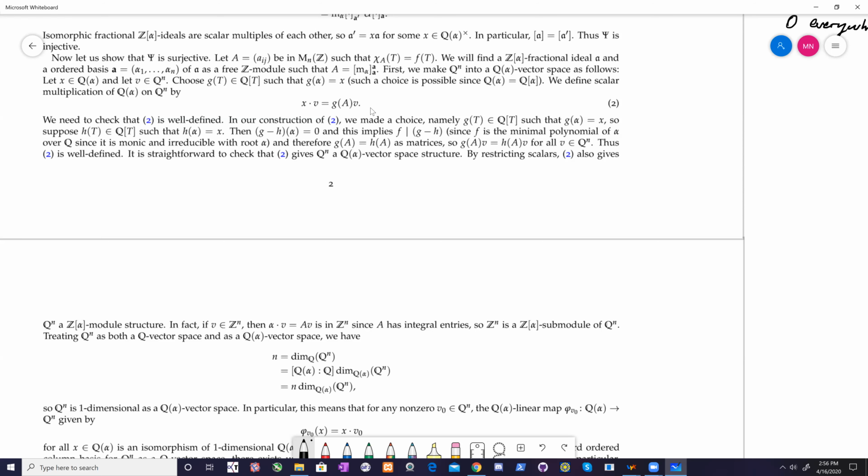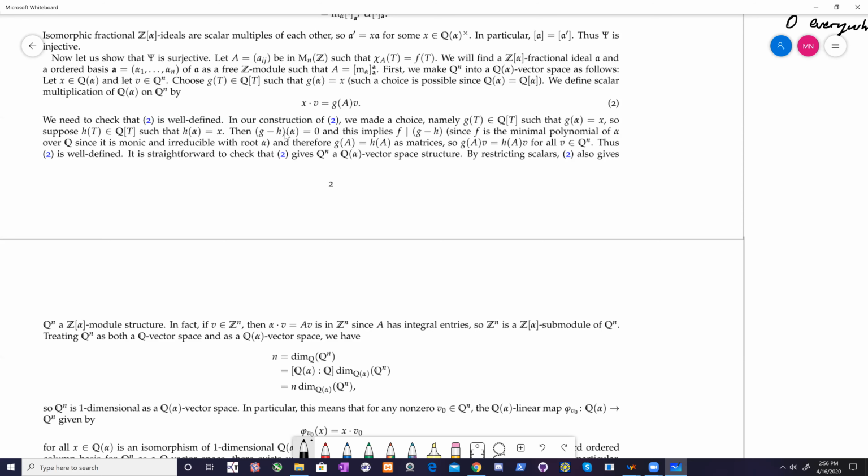Now, obviously, this action that we just defined involves a choice, namely g(t). So in order to show that this is well defined, we have to consider another choice. So we made a choice such that g(alpha) is equal to x. Suppose h(t) is also in Q[t], and suppose that h(alpha) is equal to x. So this h(t) is another choice such that h(alpha) is equal to x.